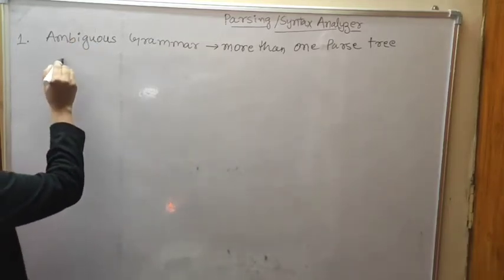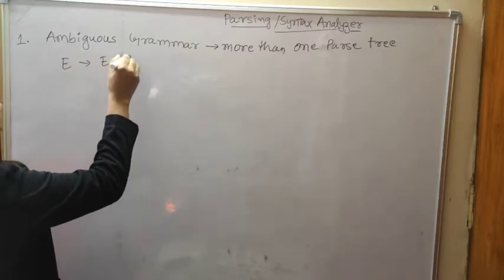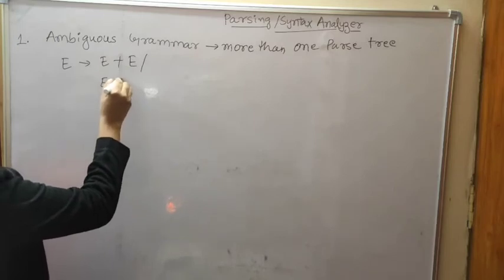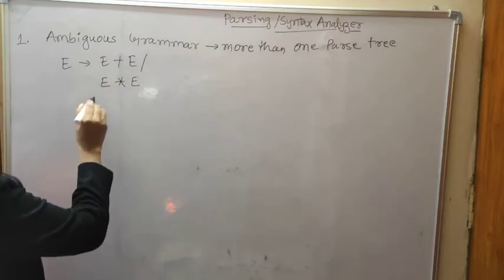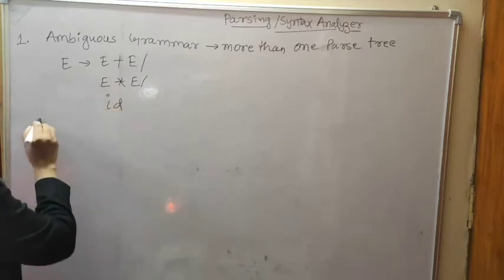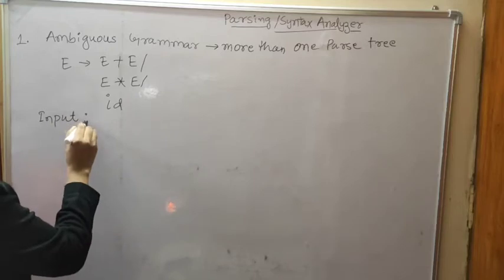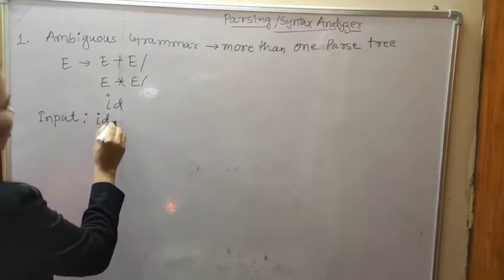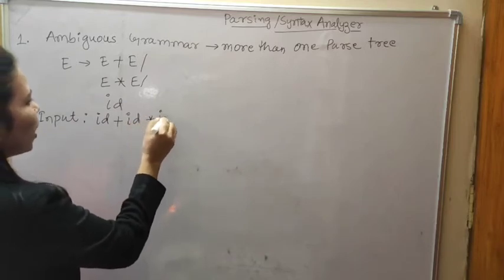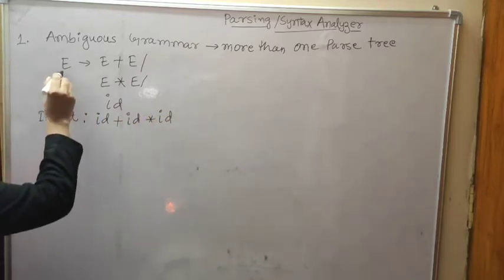For example, suppose expression goes to expression plus expression, or expression into expression, or ID has been given. Now, the input given is ID plus ID into ID. Now we will generate the parse tree. How will we generate the parse tree?